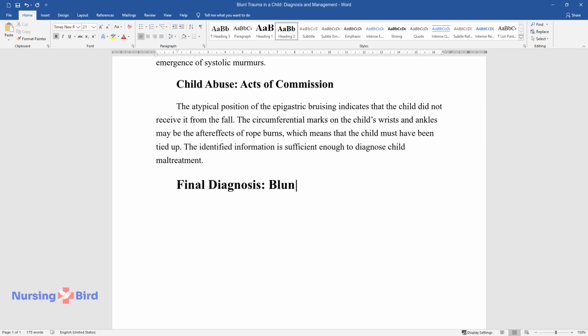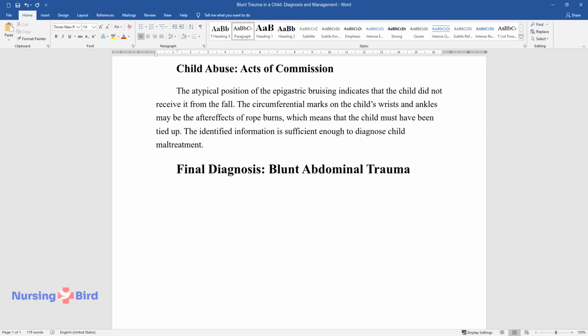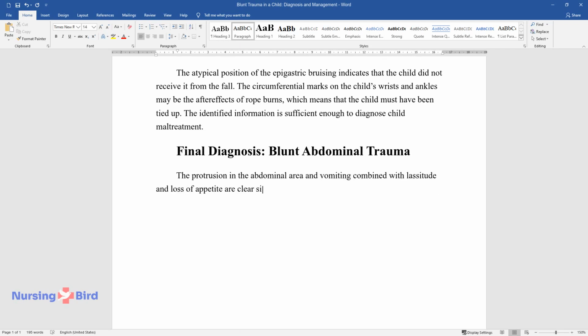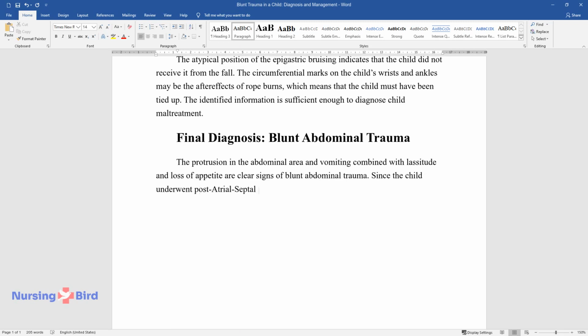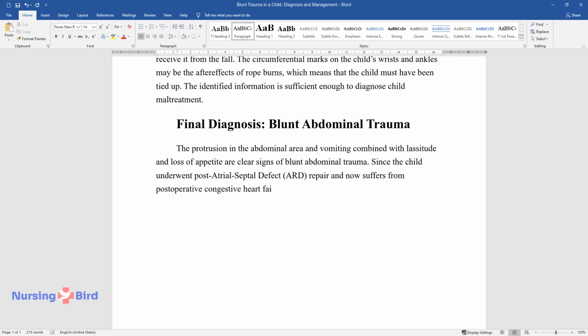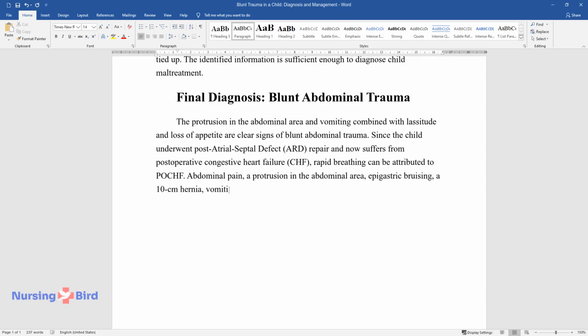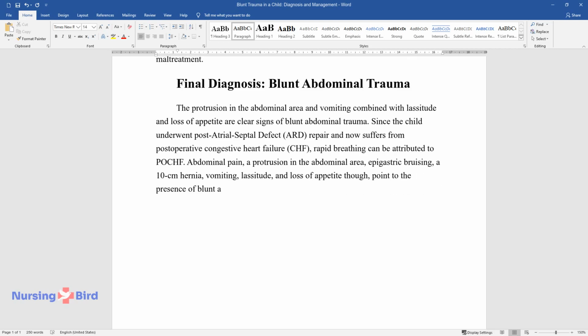Final diagnosis: blunt abdominal trauma. The protrusion in the abdominal area and vomiting combined with lassitude and loss of appetite are clear signs of blunt abdominal trauma. Since the child underwent post-atrial septal defect, ASD, repair and now suffers from postoperative congestive heart failure, CHF, rapid breathing can be attributed to POCHF. Abdominal pain, a protrusion in the abdominal area, epigastric bruising, a 10 cm hernia, vomiting, lassitude, and loss of appetite point to the presence of blunt abdominal trauma.